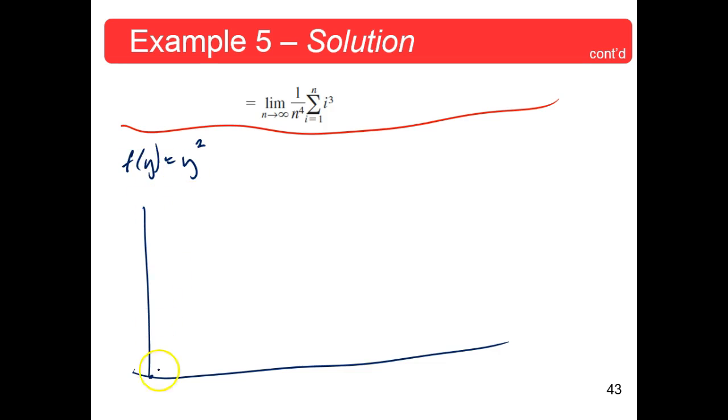So when y is 0, f of y is 0. When y is 1, f of y is 1. When y is 2, f of y is what? 2? Really? No, 4. Yeah, it's going to be 4. And then when y is 3, f of y is 9, okay? Then that's the x.